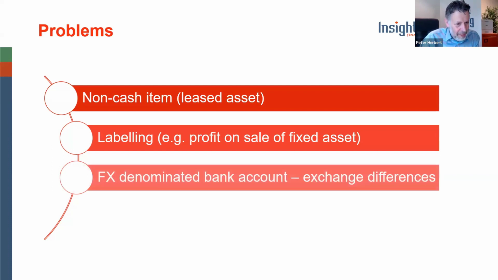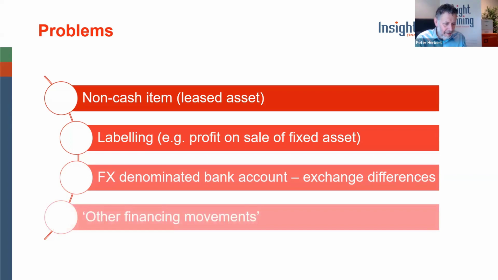Make sure that where you've got material FX denominated bank accounts, those exchange differences are properly treated, not only in the P&L, but also, as we've mentioned there, at the foot of the cash flow statements. And as I say, other is fine where the quantum is small, but where other movements are significant, do think about breaking them down, analysing, and therefore providing more useful and informative information for the reader of the financial statements.